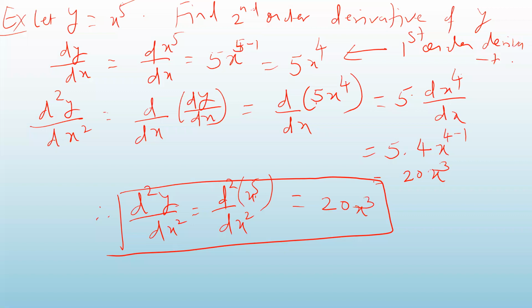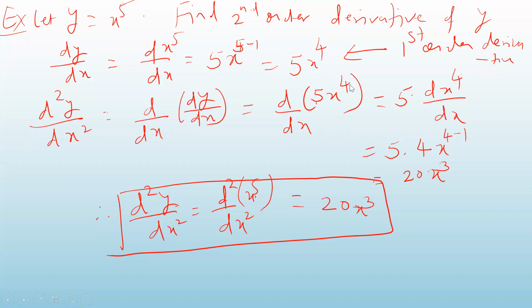If you want the second order, what you have to do? The second order derivative is the derivative of the first order. Correct? So it is d by dx of dy by dx. So d by dx of dy by dx is 5x raised to 4. So this first order derivative, you take its derivative again. So derivative of the first order.